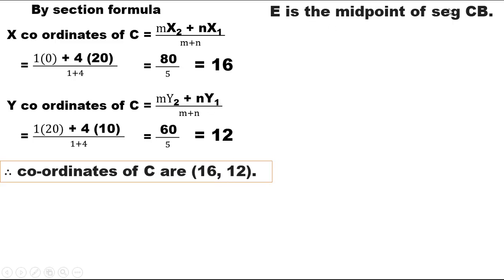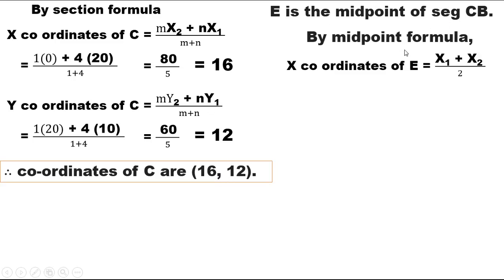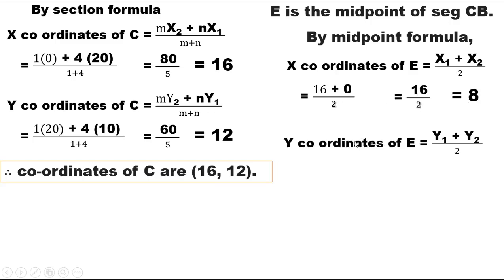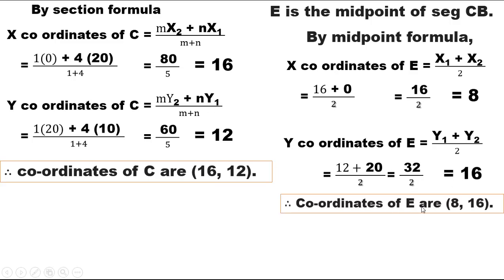E is the midpoint of the segment CB. By midpoint formula, x coordinate of the E is equal to (x1 plus x2) divided by 2. (16 plus 0) divided by 2 is equal to 16 upon 2 is equal to 8. The y coordinate of the E is equal to (y1 plus y2) divided by 2. (12 plus 20) divided by 2 is equal to 32 upon 2 is equal to 16. The coordinates of the E are 8 and 16.